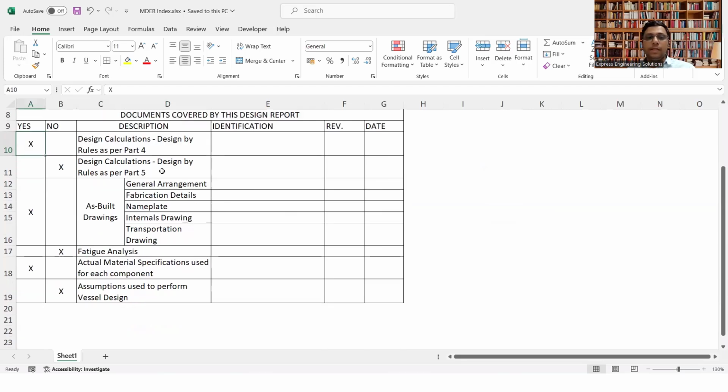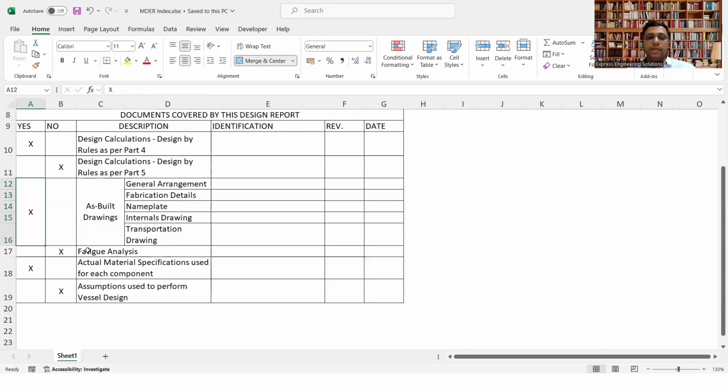Then is there any part 5 analysis has been done? If yes, then you can mention it like the cross over here. In this case, it is not. So you can see over here, no. Then as built drawings, which includes the general arrangement, fabrication detail, nameplate, internal detail, transportation, etc. So all those have to be a part of this report. So here you can see it is yes.